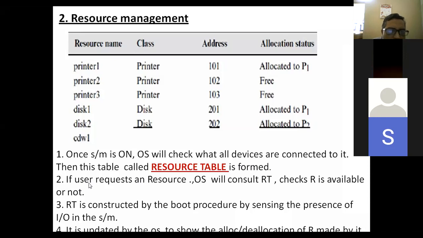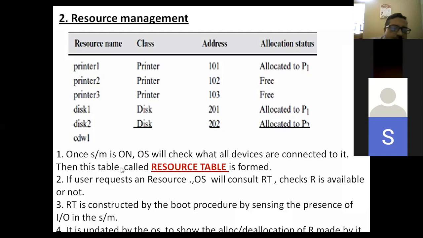So if a user or any process, any program, is requesting a resource, then the OS will consult this RT. So what is RT? RT is the resource table, what I'm showing here. Once any process requests a resource, the OS will consult this table and check whether the resource is available or not. If the resource is free, then that particular process will be allotted the resource. And if the resource is not free, then the process has to wait until the resource is freed.